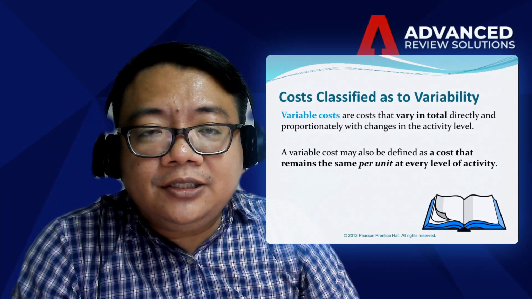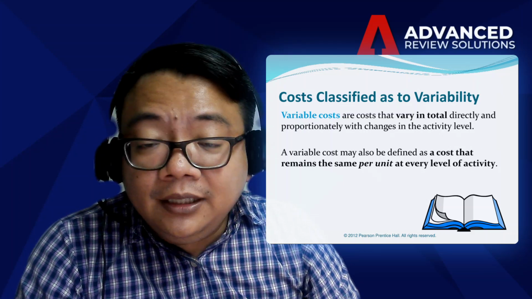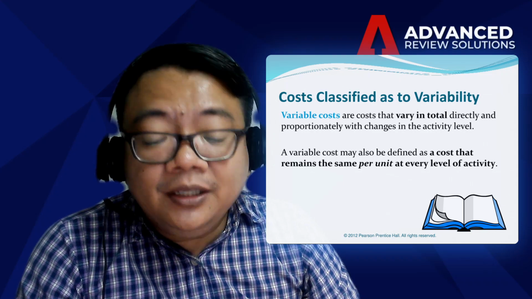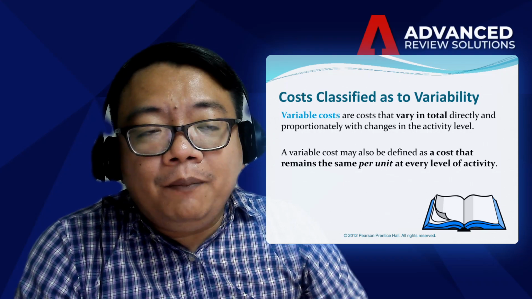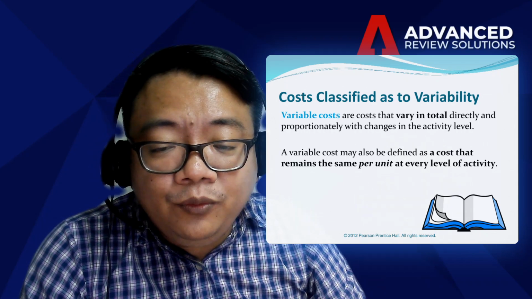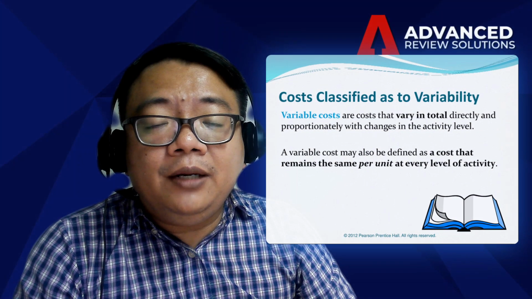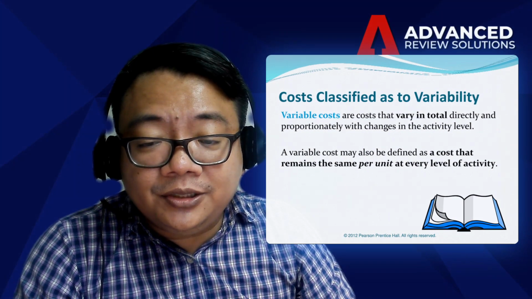If you have materials, pag mataas ba yung sales natin, tataas din ba yung materials? The answer is yes, no? Because they vary directly and proportionately with your sales. While the variable cost per unit naman, it will remain the same. Ibig sabihin, class, we assume that the per unit of the variable cost will not change.